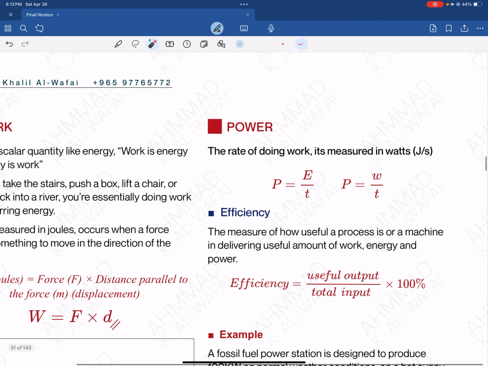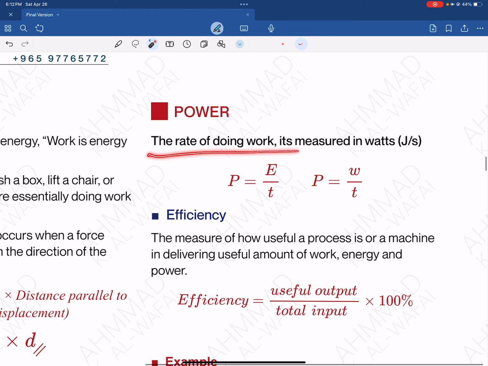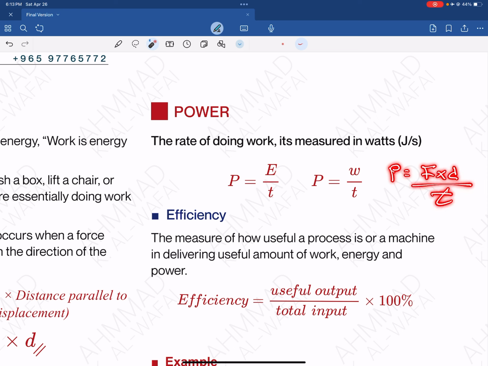Now, if we're going to talk about power, power is the rate of doing work. Power is the rate of doing work. So that energy or the work done could be kinetic, so half mv squared. It could be gravitational, so mgh. It could be the work done, so also power is equal to force times distance divided by the time. That's another way of calculating power.